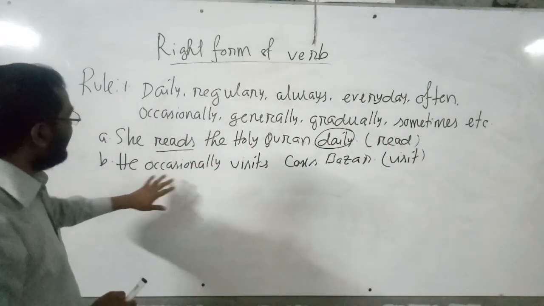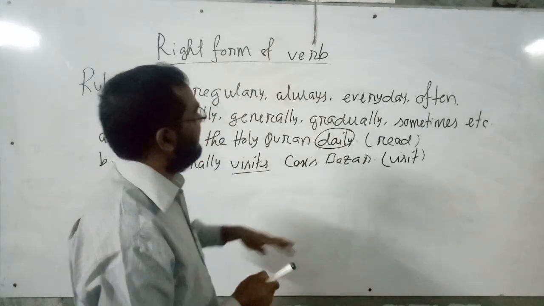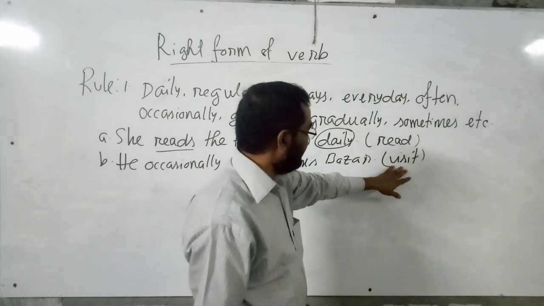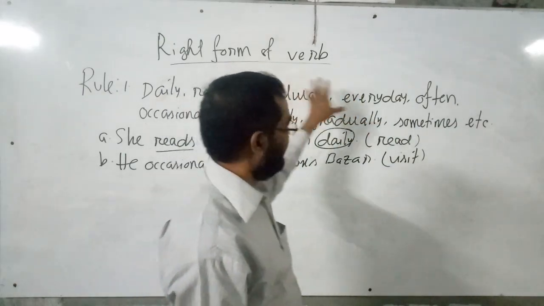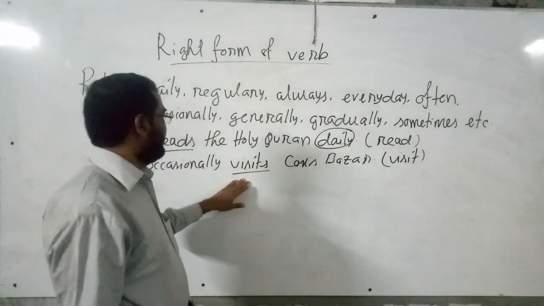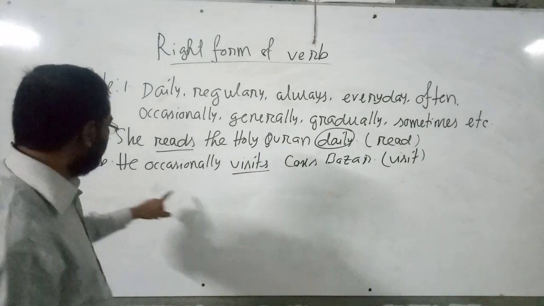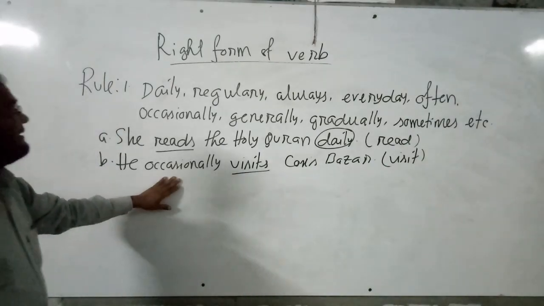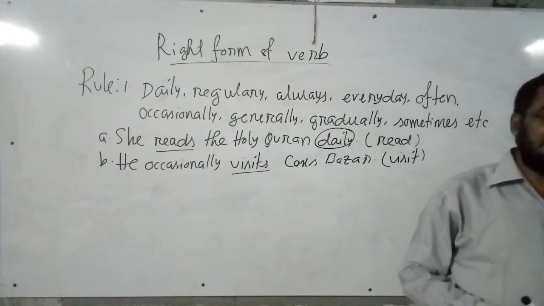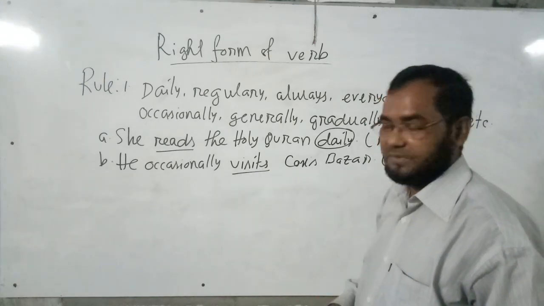Visit. He occasionally visits Paksha's Bazar. Here the verb is visit. You will find the verb in a block or in a box, and you have to use the correct form of verb. Here the correct form of verb is visits, because you find occasionally as a word in the sentence. As per the rule, it will be present indefinite tense. For this reason, you have to use visits. Okay.